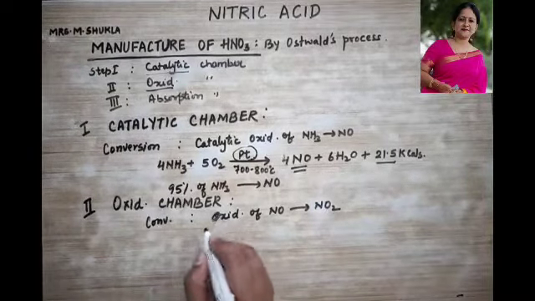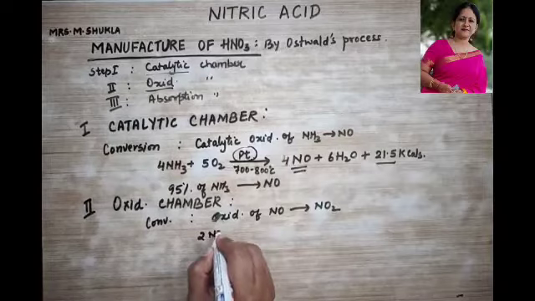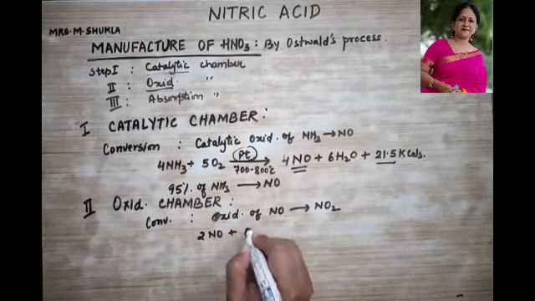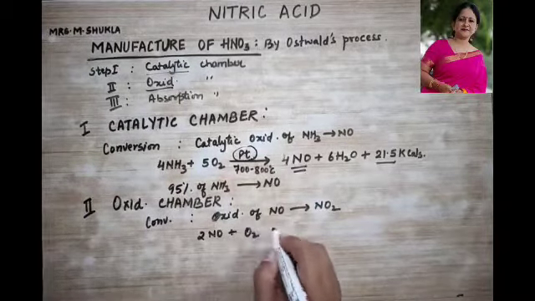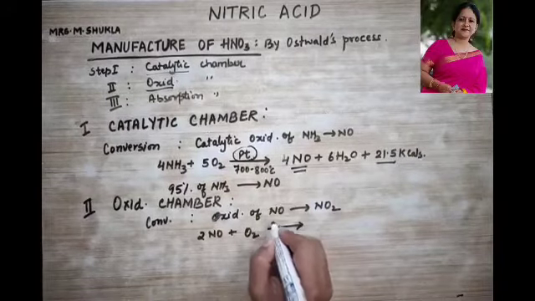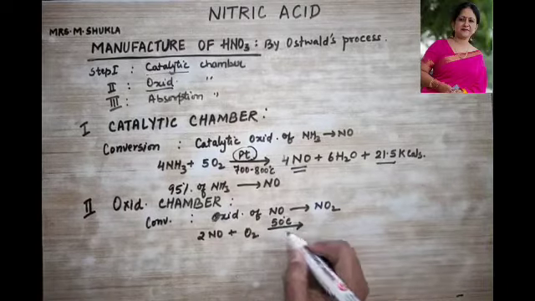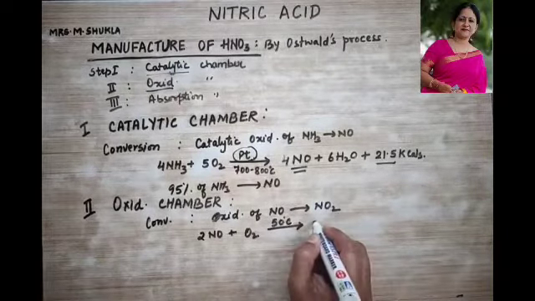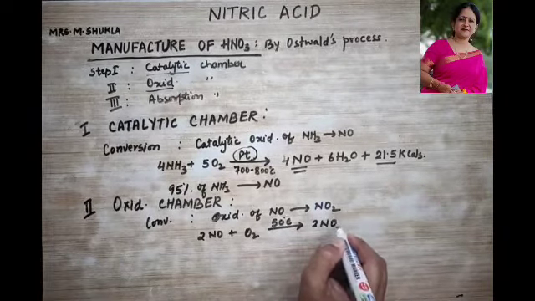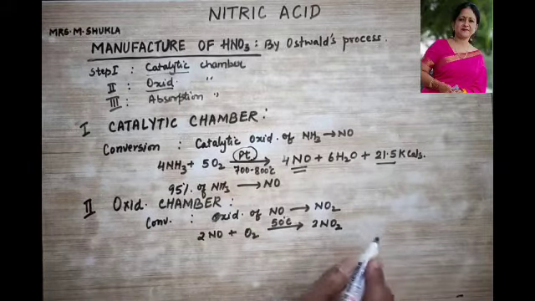So what will be the reaction? Two parts of NO react with the oxygen which is still present in the chamber, and this is cooled by passing through the cooling pipes at what temperature? 50 degrees. No more heating required further. And this gives us nitrogen dioxide gas.